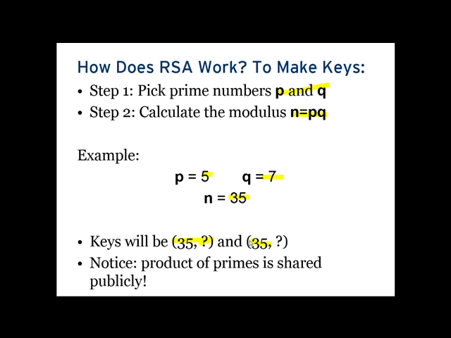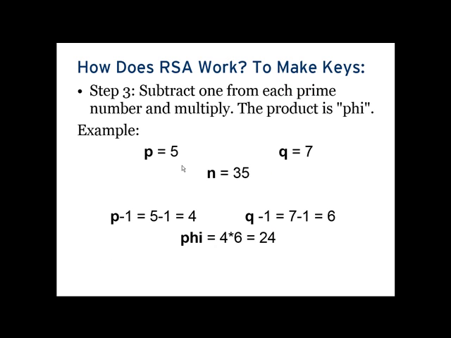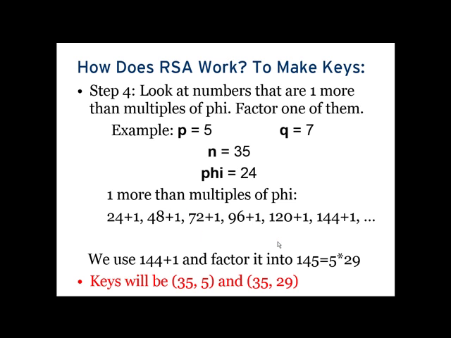The public key and the private key, which is the other part, we're going to get to in a little bit. Next step, we subtract 1 from each of those prime numbers, 5 and 7, and then we multiply those. So 5 minus 1 gives us 4, 7 minus 1 gives us 6, and we multiply 4 times 6. This gives us the product phi. Phi is equal to 24.